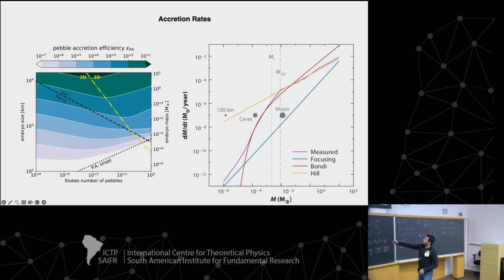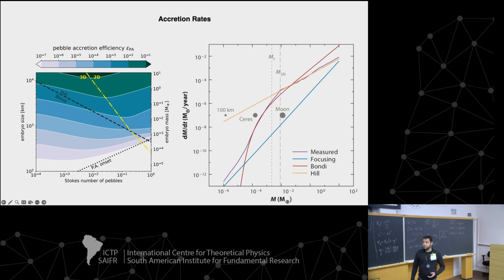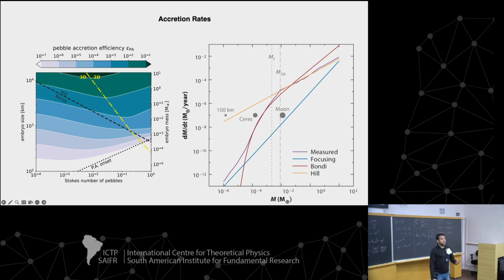If you form here at this range, like 10 to the minus 4, you are at the onset of Bondi accretion, right? So the accretion rate is going to be about 10 to the minus 9 or 10 to the minus 8 Earth masses per year, which means you are going to grow an Earth mass in 100 million years. You're going to grow a moon-sized object in 1 million years, right?